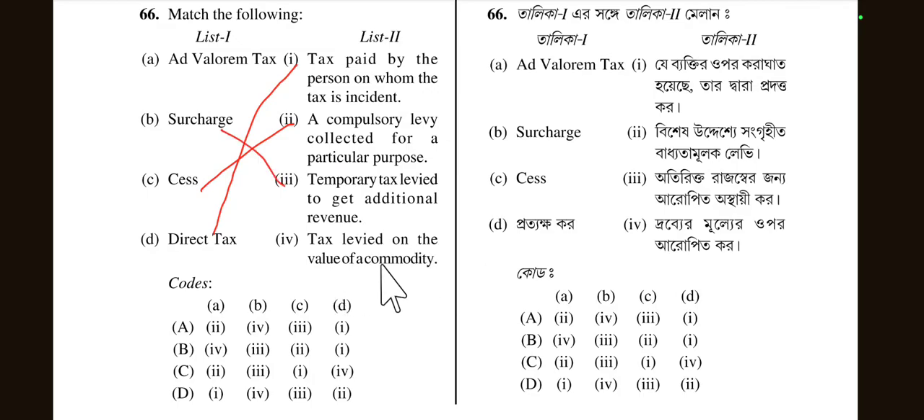Then a tax levied on the value of a commodity is called ad valorem. Ad valorem, tax levied on the value of the commodity. Surcharge, temporary tax levied to get additional revenue. Cess means a compulsory levy collected for a particular purpose. Direct means the initial and final burden is on the same person. So it is 4, 3, 2 and 1. So option B is the right choice here, 66B.